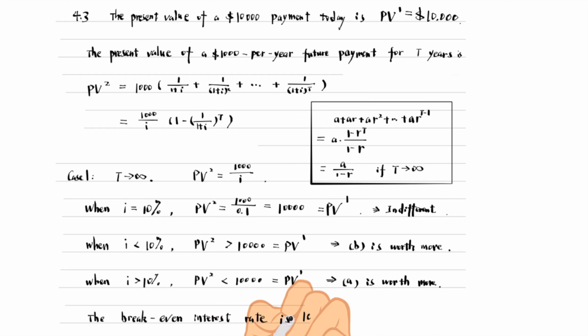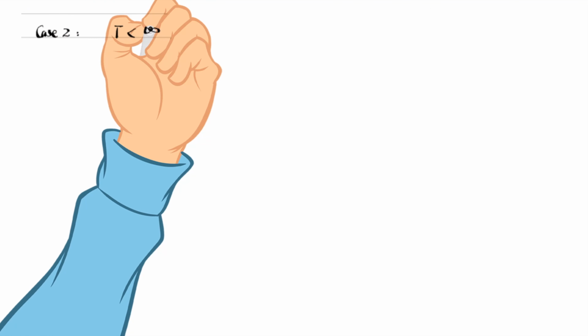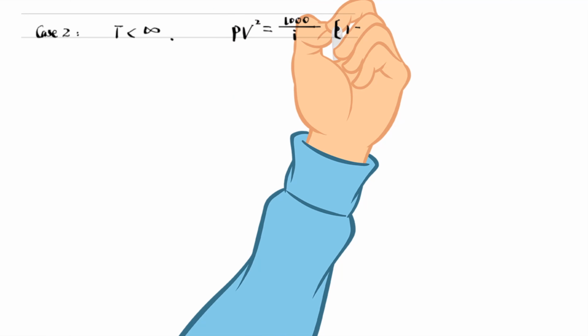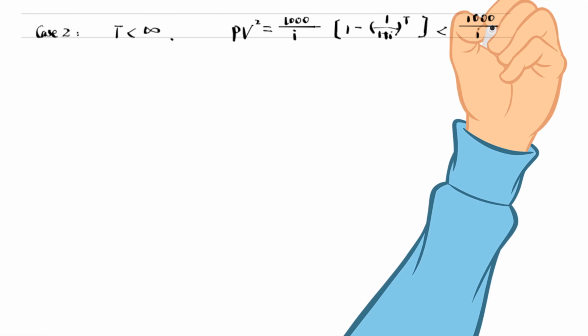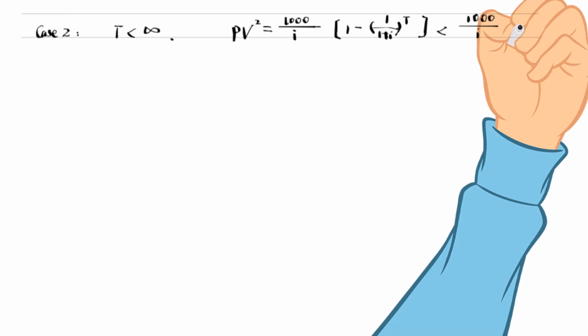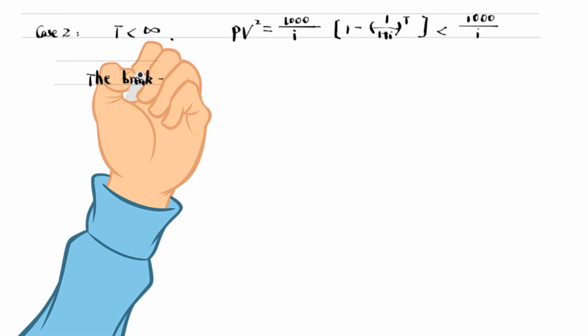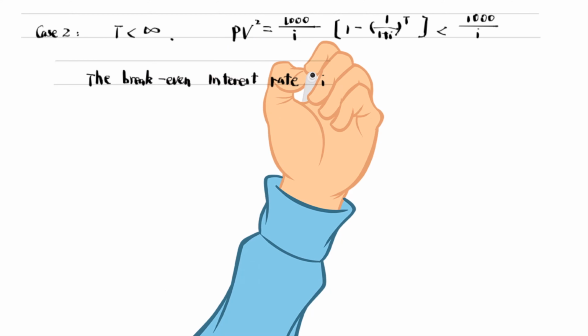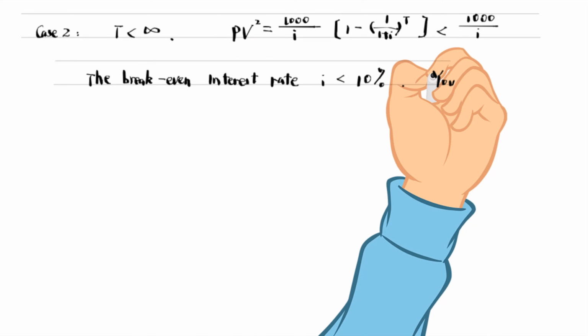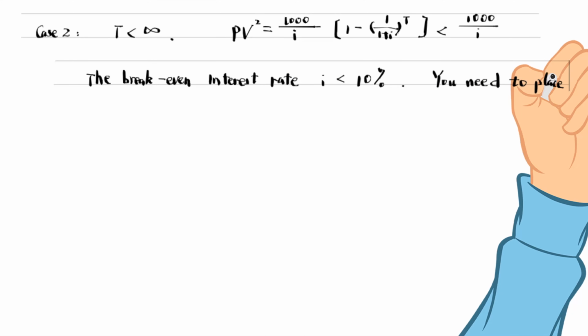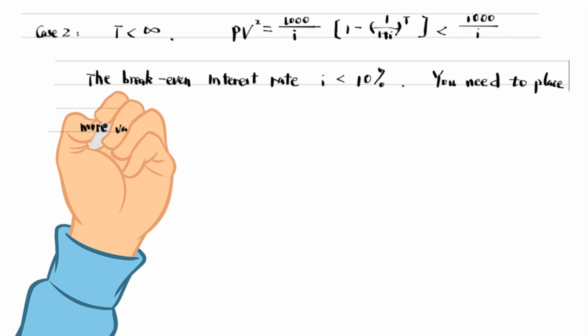The break-even interest rate is 10% if we expect to work for a very long period. In the second case, we assume that the years of working cannot be seen as infinity. The present value of the future payments is smaller than that in case 1. The break-even interest rate or discount rate should be lower than 10% because we need to place more value on future payments.